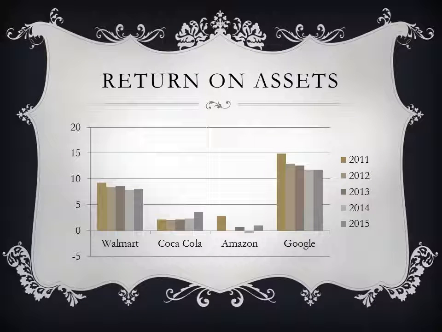Next, here's the return on assets, which measures how efficiently a company can manage its assets to produce profits during a period. As we can see, Google has the higher numbers. While they're declining, they're still higher. Walmart, they decline a little, but they're very consistent. A higher ratio is more favorable to investors because it shows that a company is more effectively managing its assets to produce greater amounts of net income.